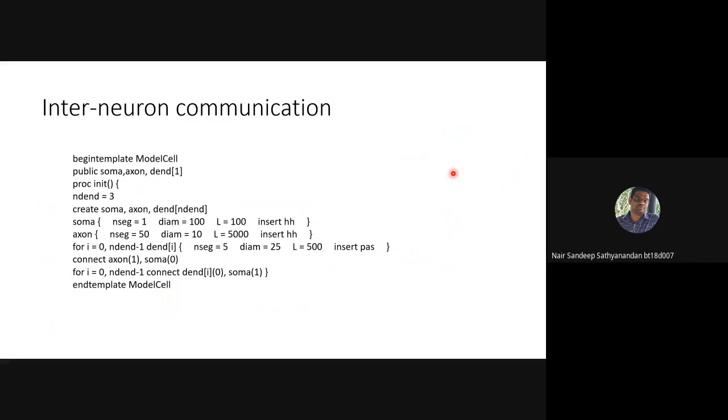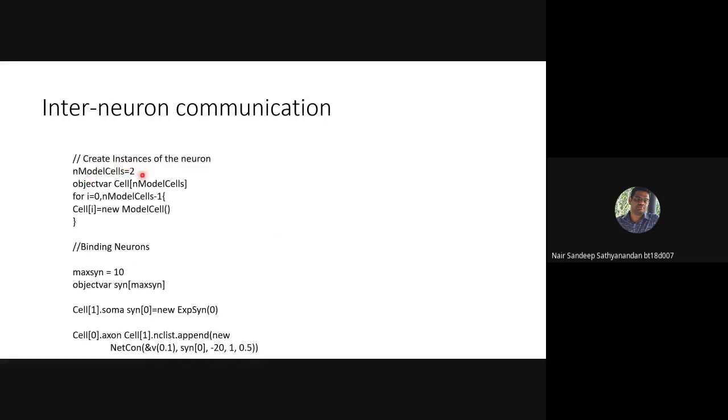So this is a sample code that is used for interneuron communication. In interneuron communication, we have to use a template. We create a template and then we create an instance of a cell. And then all the intrinsic parameters of a neuron, that is soma, axon, and the dendrite, we are defining here. Public variables we define so that they can be accessed outside this particular function also. And this is to create the instance of the neuron. We are interested in two neurons, cell 0 and cell 1, so we have the number of cells as 2.